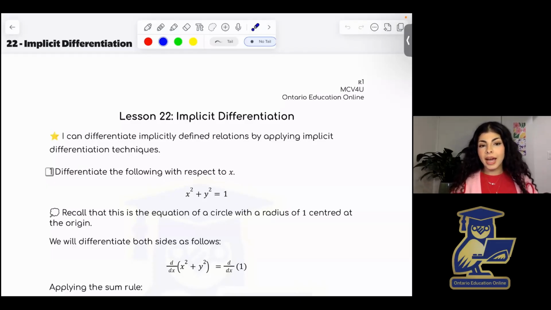Today we are looking at a special type of differentiation, which is implicit differentiation. So we're going to be learning a technique that is going to help us with specific functions. So let's start with an example.